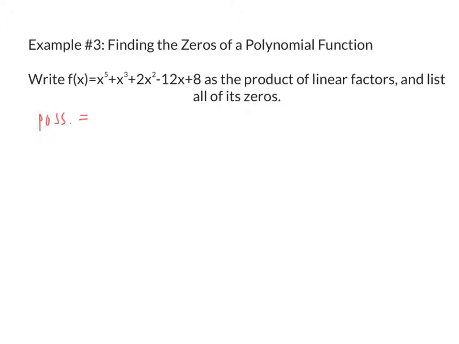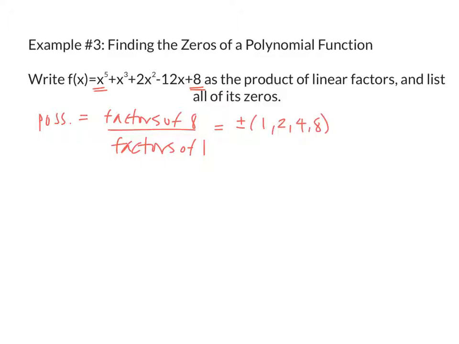Remember, it is the factors of your constant over the factors of your leading term's coefficient. So that'd be the factors of 8 over the factors of 1, which means really all we're going to have are whole numbers. So we will have plus or minus 1, 2, 4, or 8. Okay, I like to start with the positive factors. So if I had, for example, positive 1 as a factor, it would look like x minus 1. But anyways, we're going to test positive 1 and see if it works.